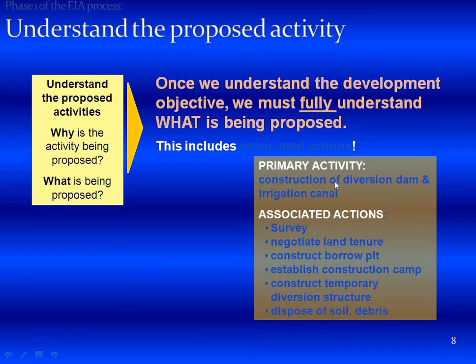Primary activities: construction of a diversion dam in an irrigation canal. Access to the market is the objective, but the action is construction of a diversion dam and irrigation canal. Then what are the activities involved there? Actions involved: survey, negotiating land tenure, construct the borrow pit, establish construction camp, construct temporary diversion structures, dispose of soil debris. So many activities, so many actions, which include the major activity of constructing the diversion dam and irrigation canal. So you must fully understand what all the actions proposed are, what all actions are included in the activities.